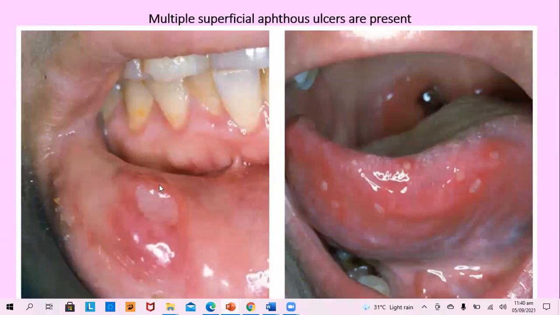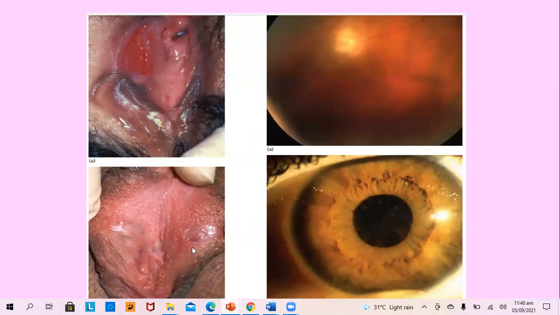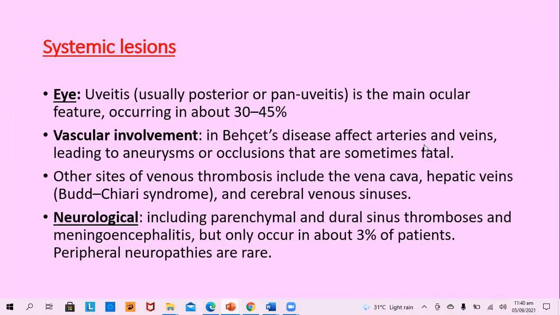You can see the oral ulceration, the oral aphthous ulcers. This is a major aphtha. These are the minor aphthous ulcers. Aphthae are seen in the genital mucosa, and then posterior uveitis and retinal vasculitis. The systemic lesions. Eye lesions are included in the diagnostic criteria. They can be uveitis, which is both posterior and panuveitis, which is the main ocular feature.